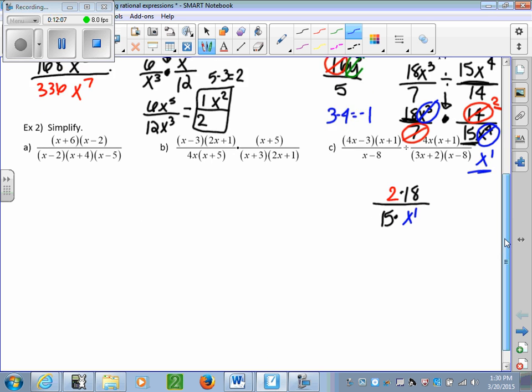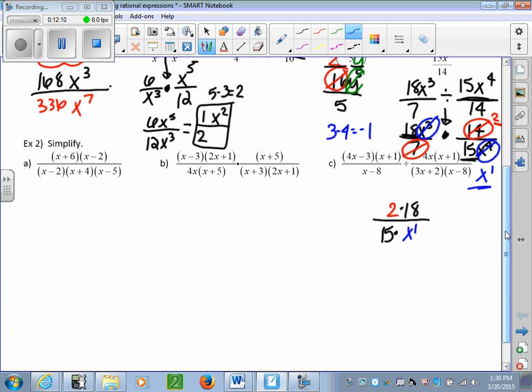All right, so let's go ahead and just solve these with mental math. So 2 times 18 is 36. So this equals 36 over 15 times x to the first, which I don't need to write that 1 there. Let's see. Is that right? 36, 15. Okay.